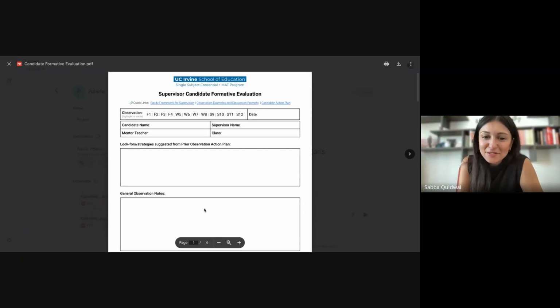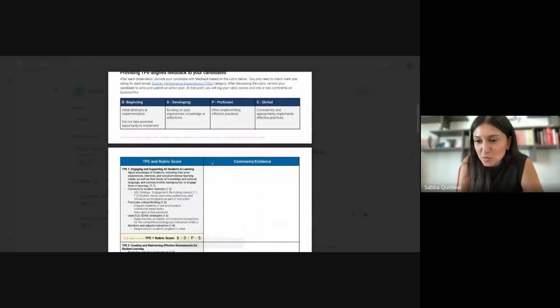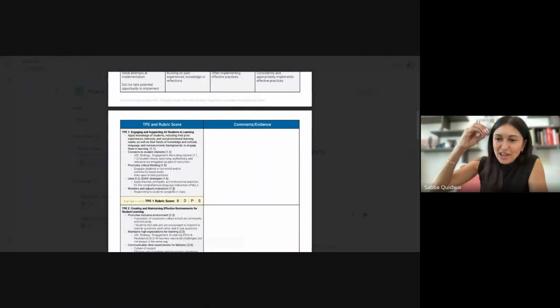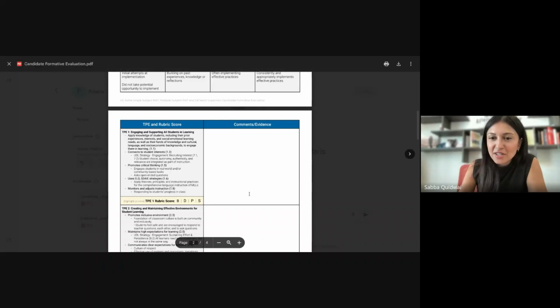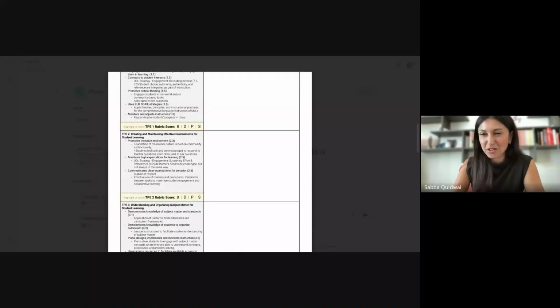And the form, let me show you what the form looks like that I have to fill in. This is what the form looks like. Put their name, the observation, there's 12 here. I have to say these are the strategies, these are my notes. But then this is where it gets really awful. We have these standards and I have to look at what they are doing in class and how they are using these standards. And I have to come here and write comments and evidence. This is what I saw. This is what it was. That's a lot of work, too much work.